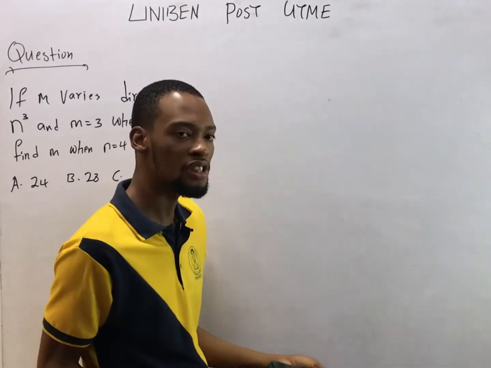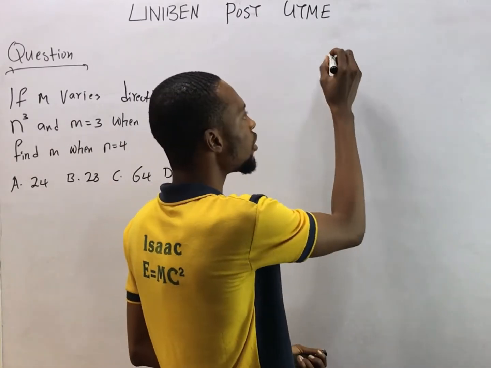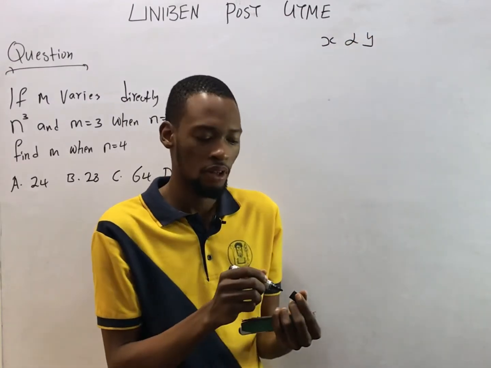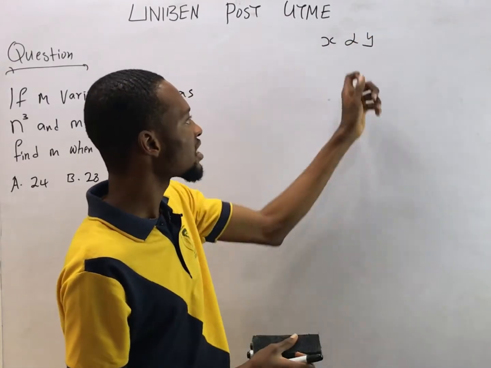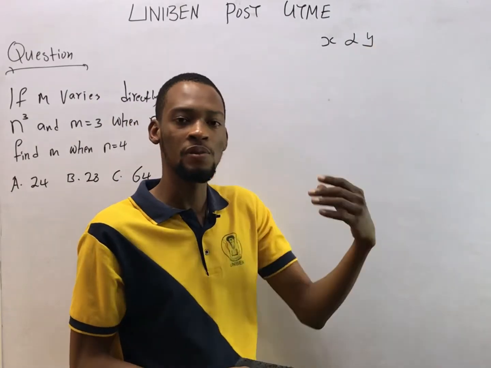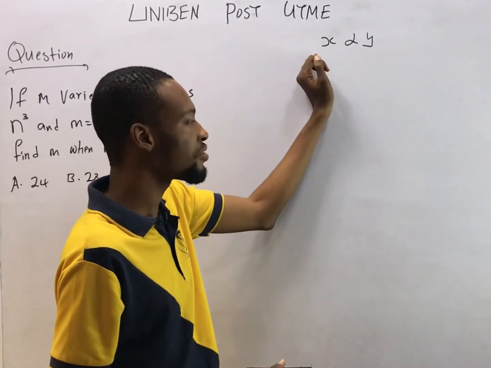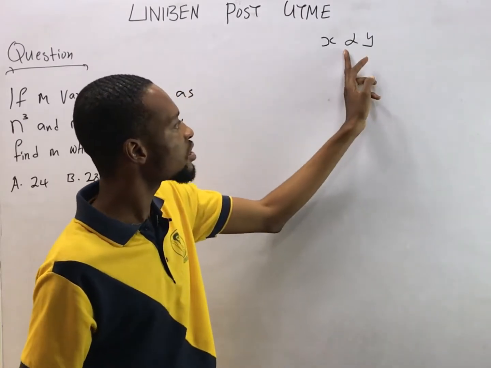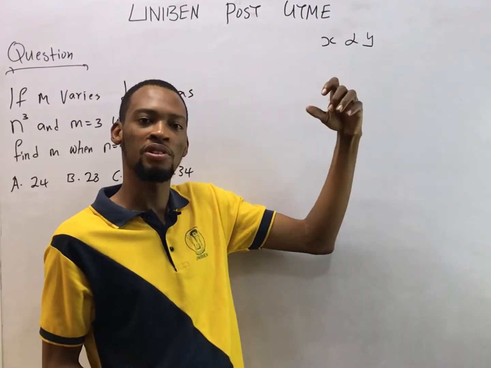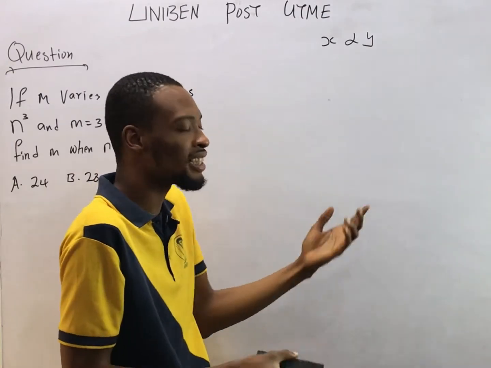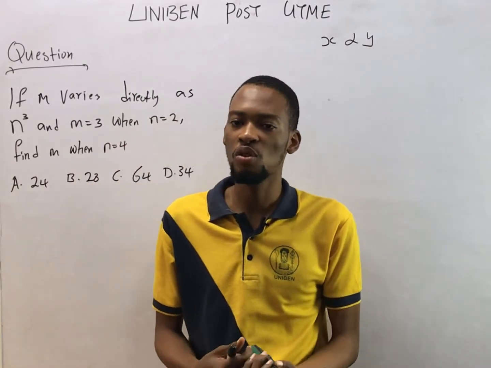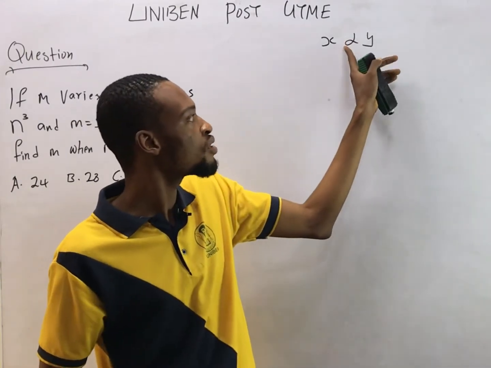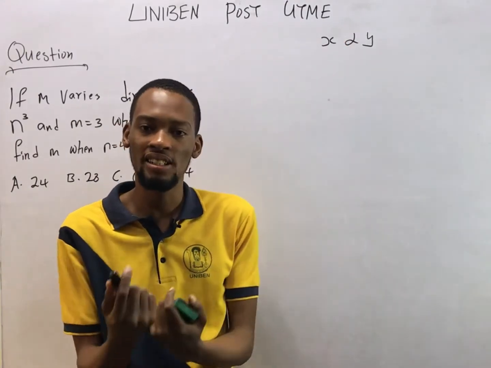For direct variation, it simply means S varies directly as Y. That's direct variation. As S increases, Y also increases. Then as S reduces, Y also reduces. Now if you look at it, this is a variation sign or proportionality sign. It's not an equality sign. To solve questions, we need an equality sign. In this case, we need to convert this proportionality sign to equality sign.